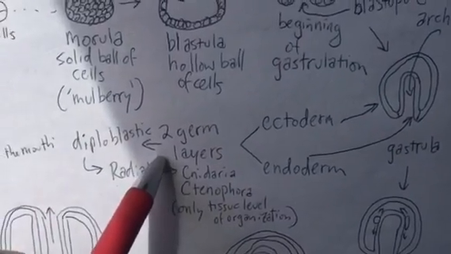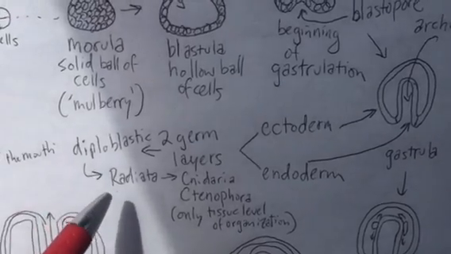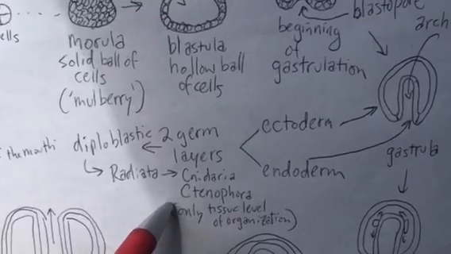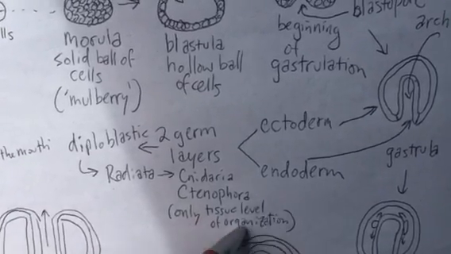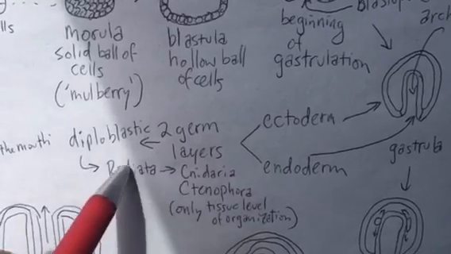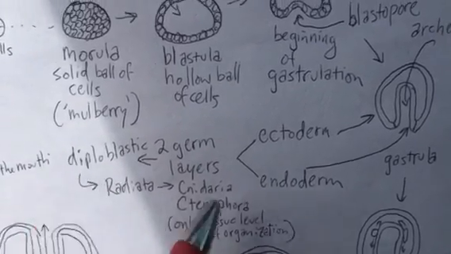So for some animals, that's all they get, is these 2 germ layers. We say they're diploblastic, and this includes members of the phyla of the radiata, which are the cnidarians and the ctenophores. And they only have a tissue level of organization. So that's the consequence of being diploblastic.